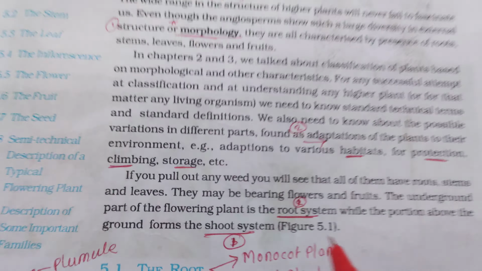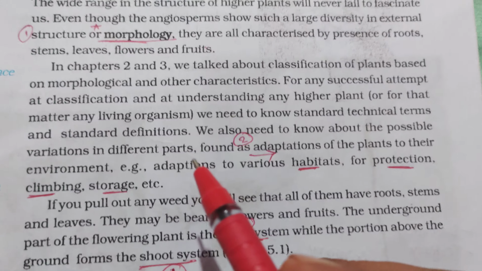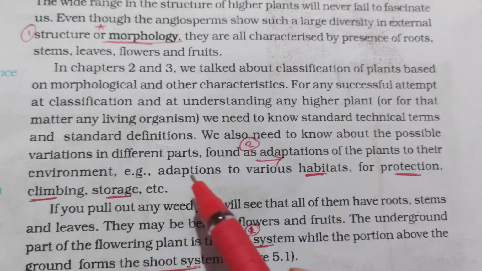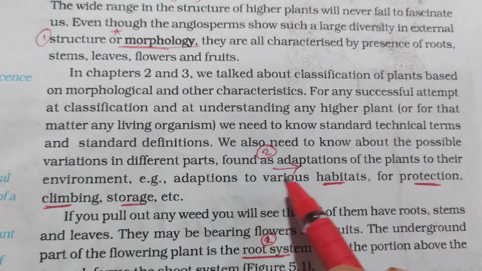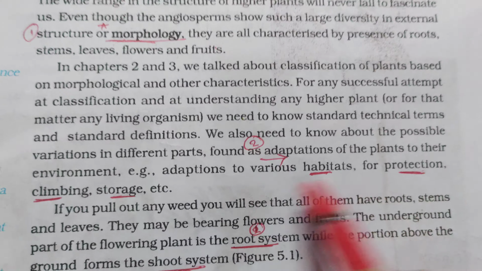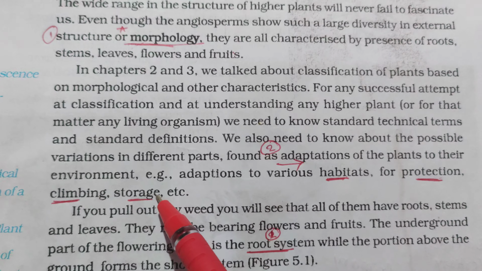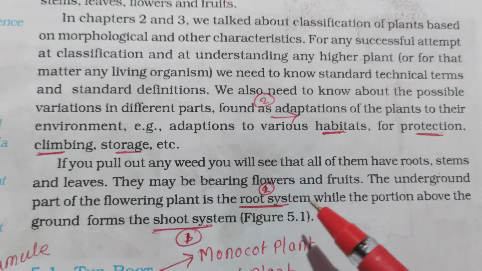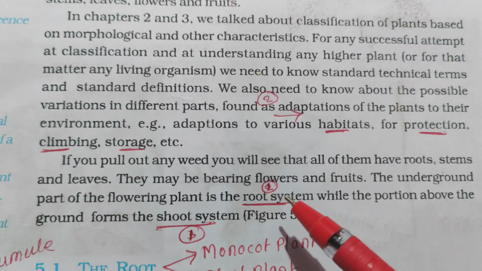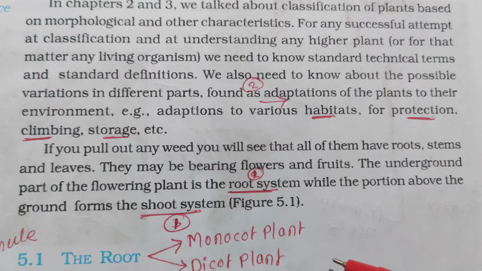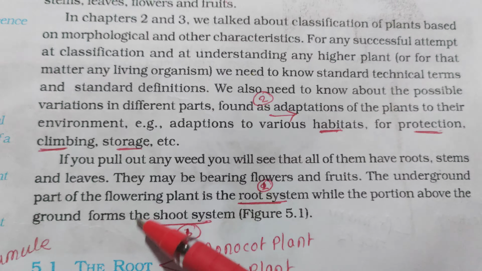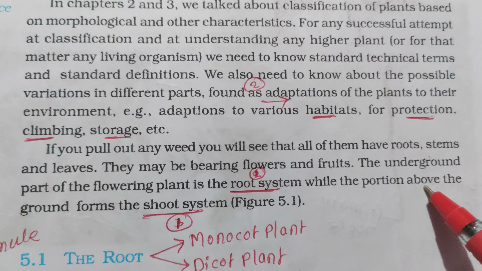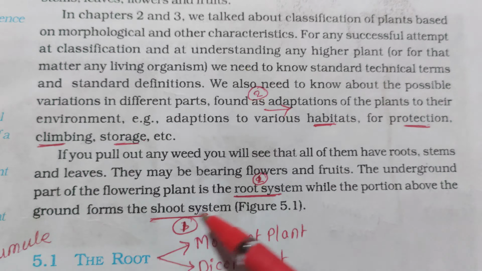In this chapter we are going to discuss some parts of the plant which are adapted to different activities and different functions. For example, adaptation to various habitats for protection, climbing and also for storage purposes. In a plant there are mainly two parts. While growing, the plant has parts above the ground level and also inside the ground level. The underground part of the flowering plant is called the root system. The other portion, above the ground, forms the shoot system.